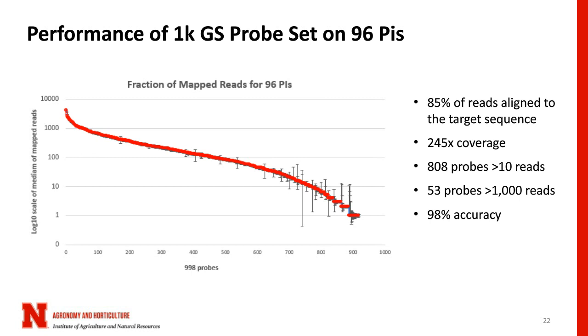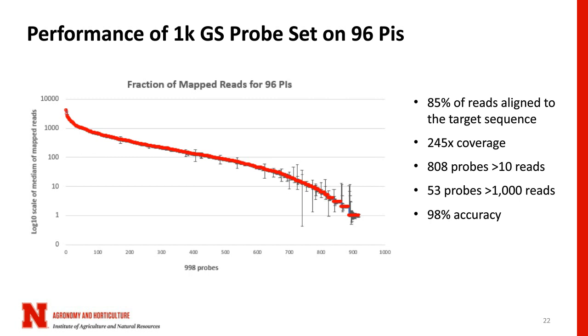We did have 53 probes that had over 1,000 reads, so those are working way more efficiently than what we would like. So we're going to work on either eliminating those probes or decreasing their concentration so that we get fewer reads, because they're taking reads away. Ultimately, we would like to get the distribution of these probes as flat as possible, or even distribution. The accuracy of genotyping, though, was 98%. So great accuracy. We were really happy with that.